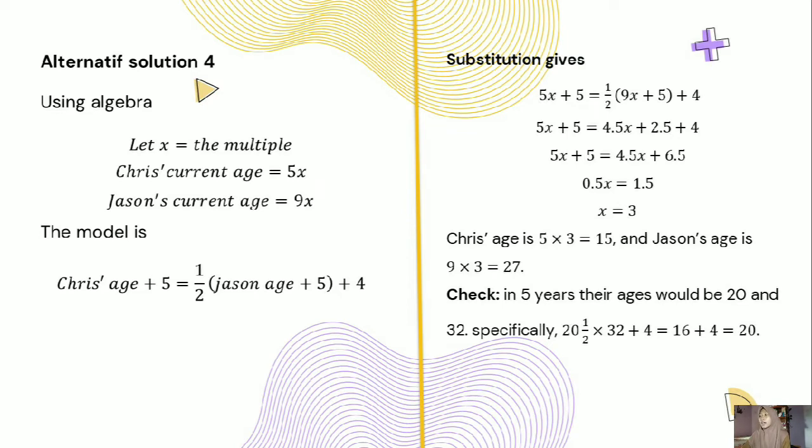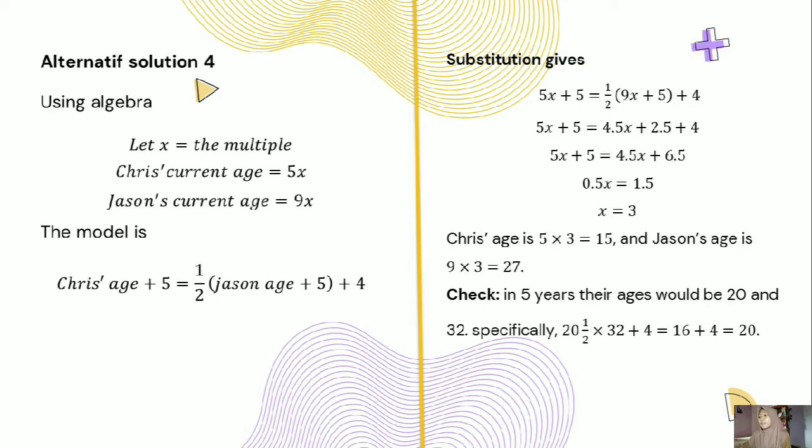5x plus 5 equals 4.5x plus 2.5 plus 4. So 5x plus 5 equals 4.5x plus 6.5. 0.5x equals 1.5. So x equals 3. Chris' age is 5 multiplied by 3 equals 15. And Jason's age is 9 times 3 equals 27.